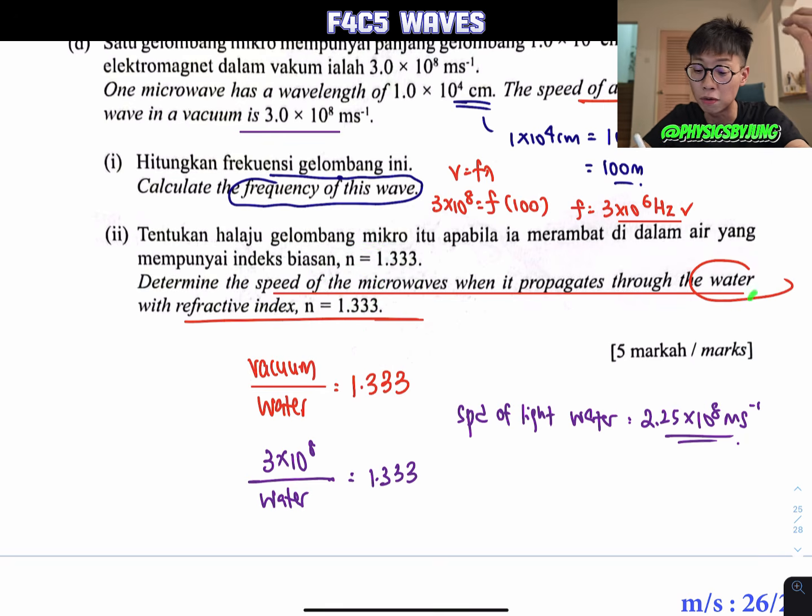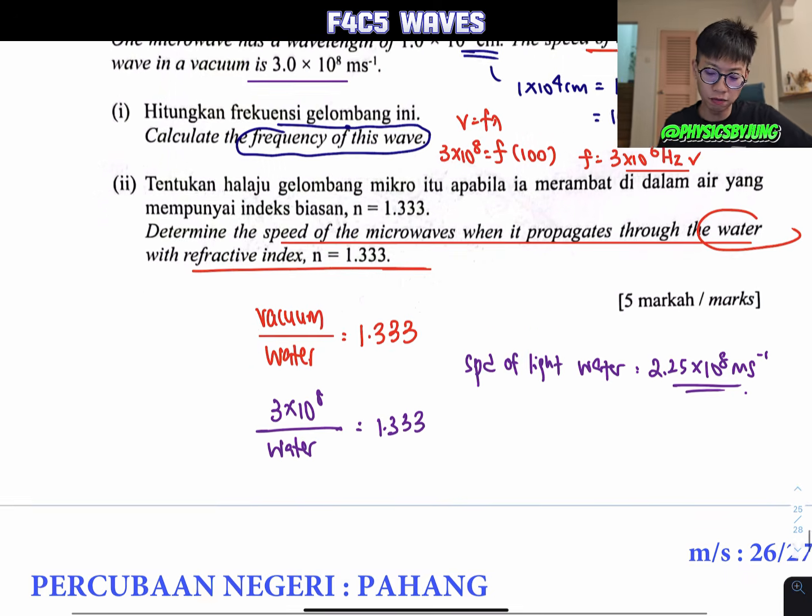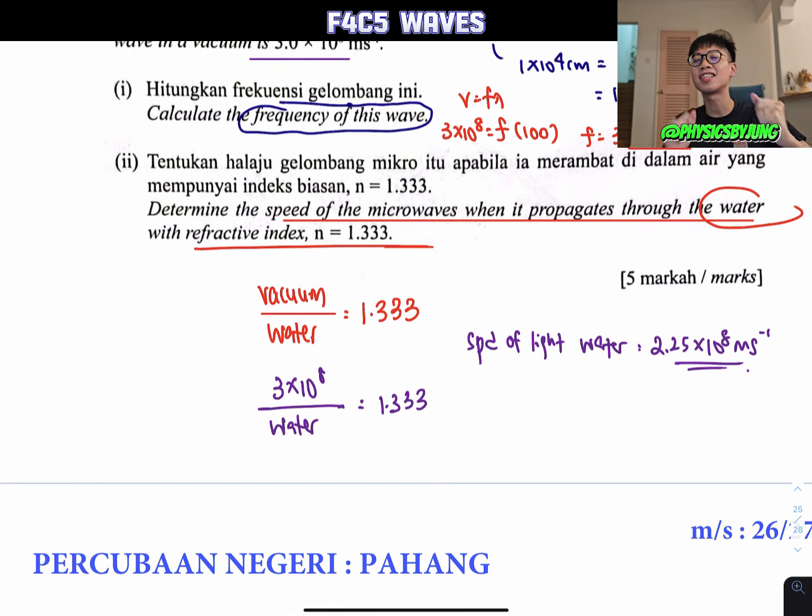So in this case, because water is slower, I will divide this. I get 2.25 times 10 to the power of 8. Okay? Alright.